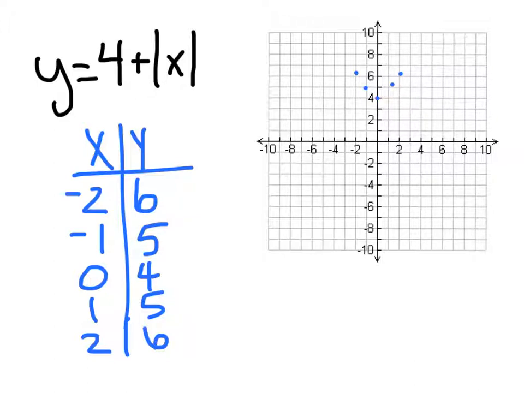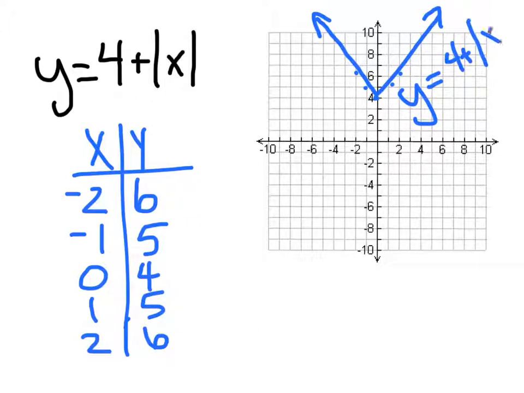Okay, so this one, obviously it's not a parabola because we don't have those points that would make it look more like a dip. This one is exactly the way it looks. It's a V. Y equals 4 plus the absolute value of x. Make sure that you label it. And now you've done all 5 problems, and you should be all ready for the test.